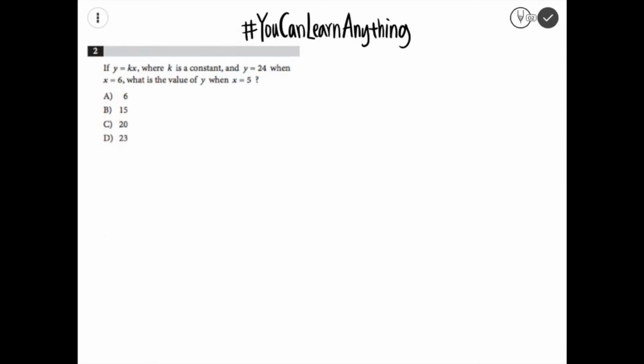This question here reads, if y equals kx, where k is a constant, and y equals 24 when x equals 6, what is the value of y when x equals 5? So there's a lot of numbers, a lot of variables. Let's go ahead and put things into perspective.